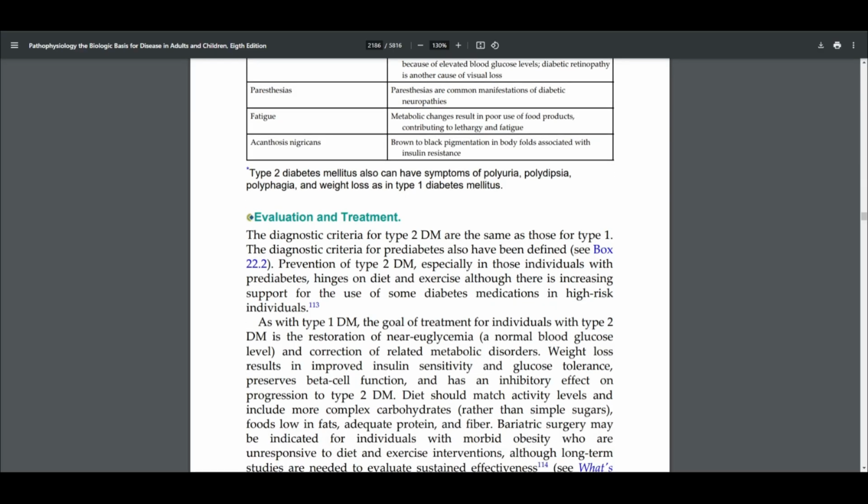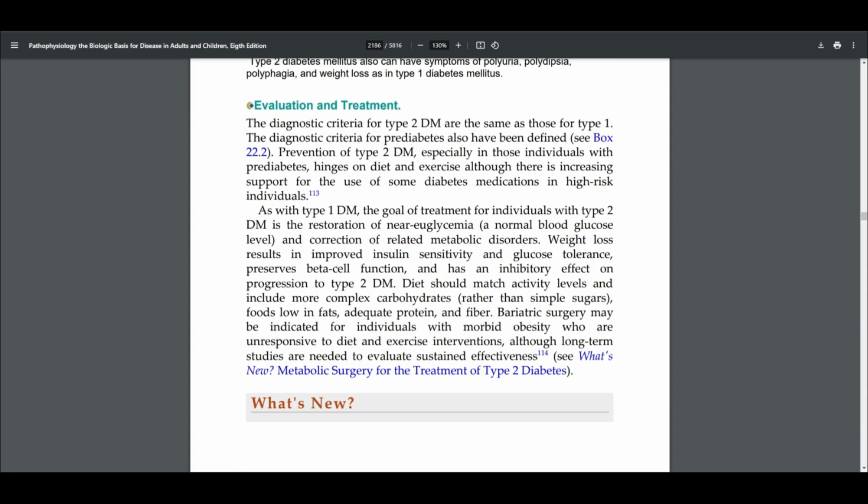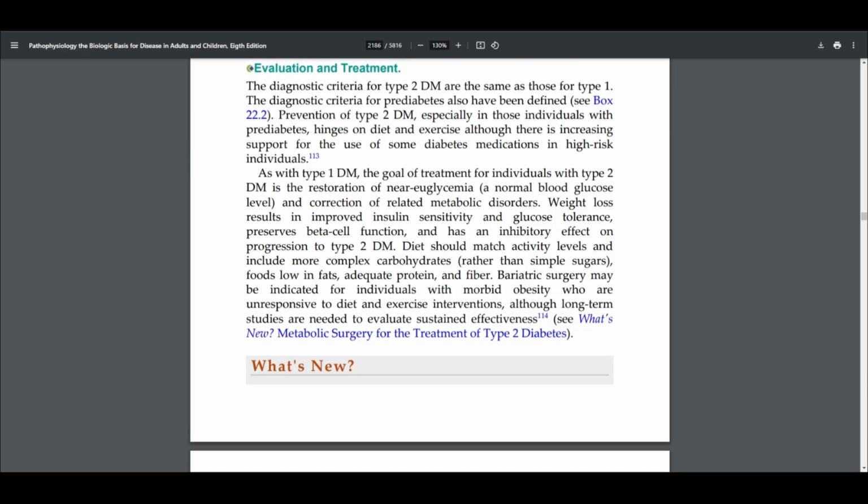Prevention of type 2 diabetes, especially in those individuals with prediabetes, hinges on diet and exercise, although there is increasing support for the use of some diabetes medications in high-risk individuals. As with type 1, the goal of treatment for individuals with type 2 is the restoration of near euglycemia and correction of related metabolic disorders. Weight loss results in improved insulin sensitivity and glucose tolerance, preserves beta cell function, and has an inhibitory effect on progression to type 2 diabetes.